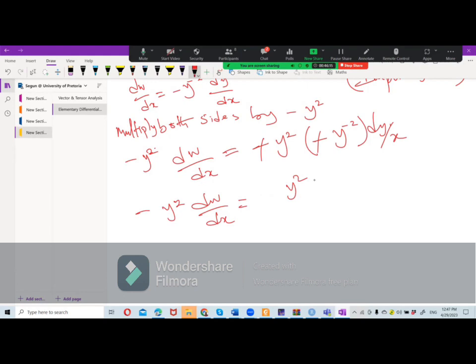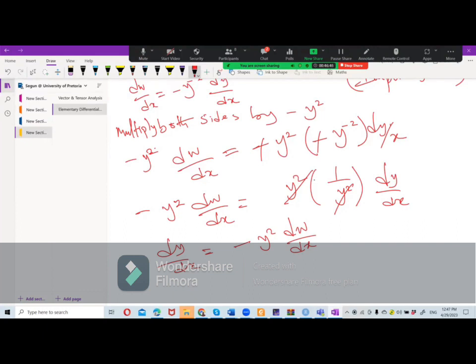So I have y squared over y squared dy dx. So this will go with this. So at the end of the day, our dy dx will be equal to minus y squared dw dx. Any question? Any question? No question. Silence means no question.